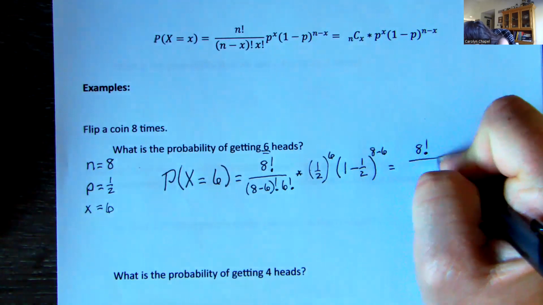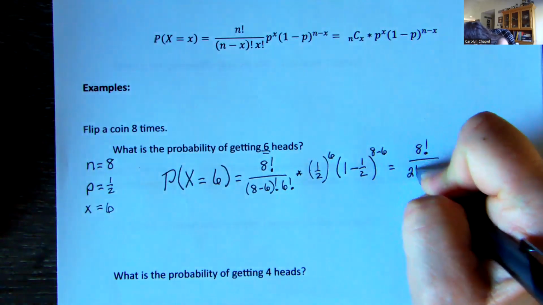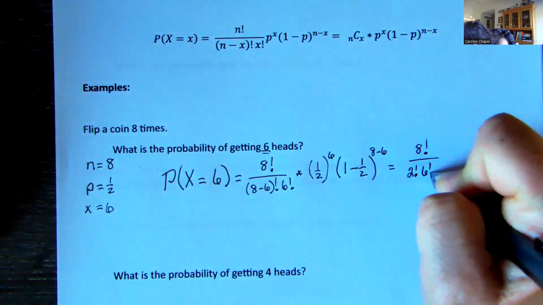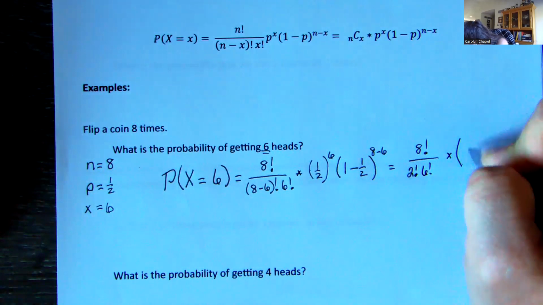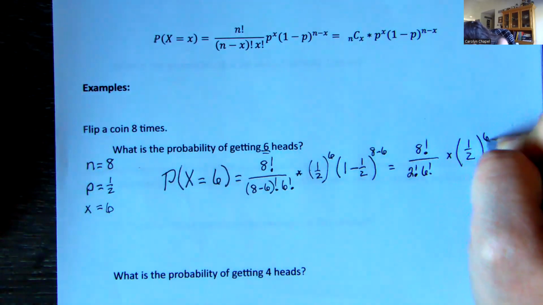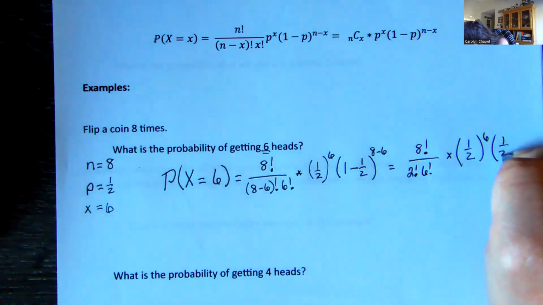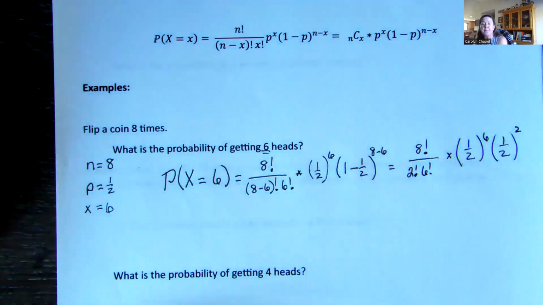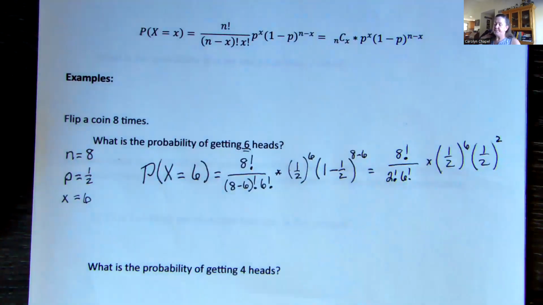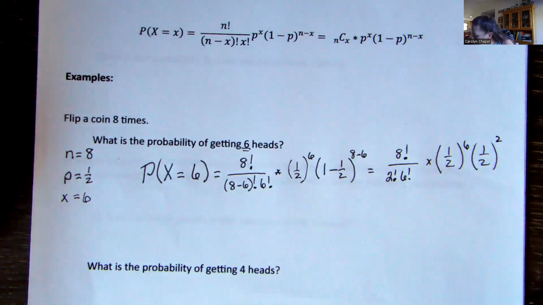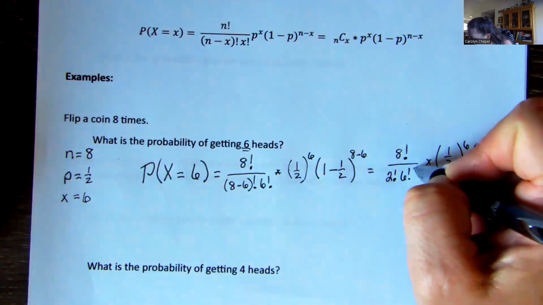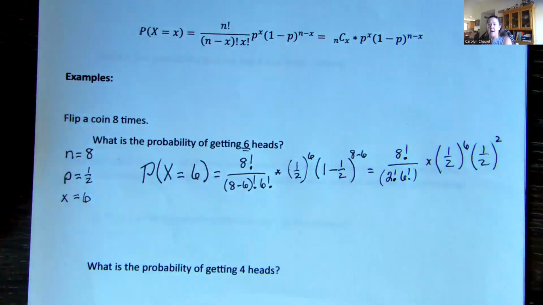8 factorial. Here I have a 2 factorial times 6 factorial. Then I'll have my 1/2 to the 6, and 1 minus 1/2 is 1/2 to the 2nd. Okay, and I will show you my steps. If I'm going to do this all in one line, I need to be a little bit careful because I need to make sure that these two guys stay in the bottom.